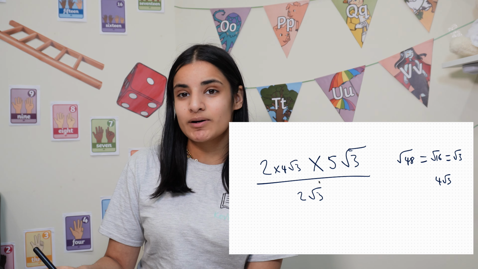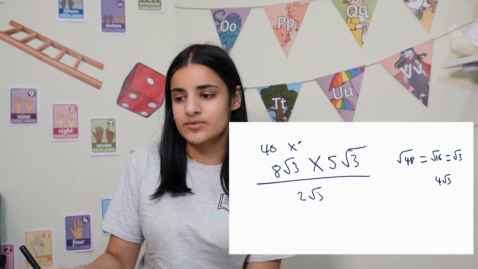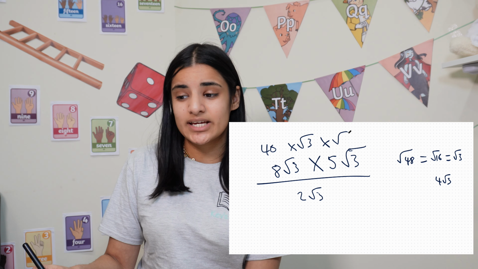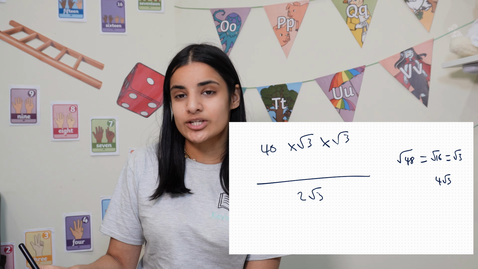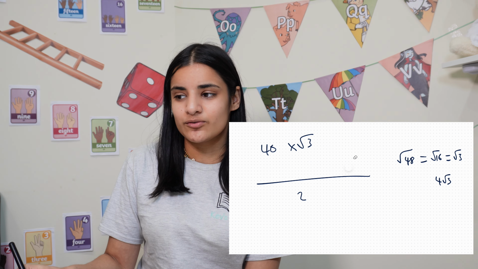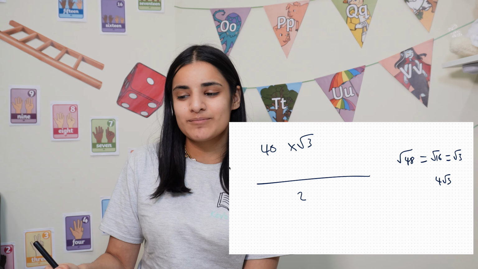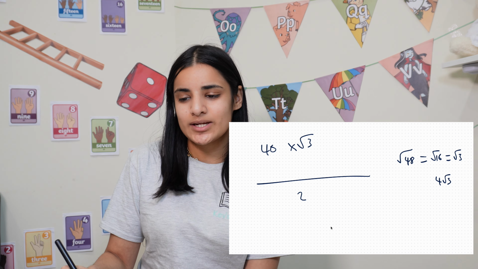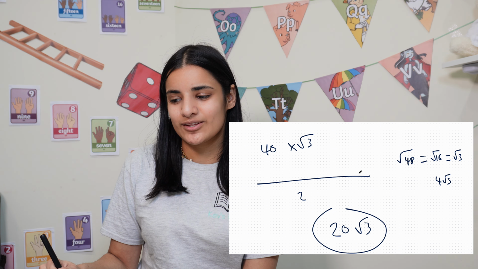So I'm going to multiply the whole numbers together, which is 40, and then I'll be left with 40 times root 3 times root 3. Now I can actually cancel out one of the root 3's on both the numerator and the denominator. So I'm left with 40 times root 3 over 2. And then I can further simplify this by dividing 40 by 2, which is 20. So I'm left with 20 root 3. And that's our final answer.